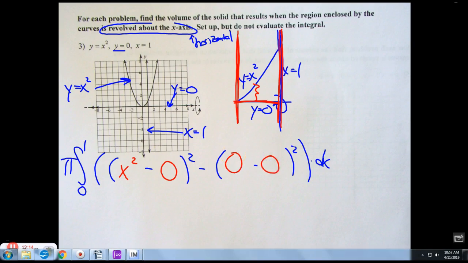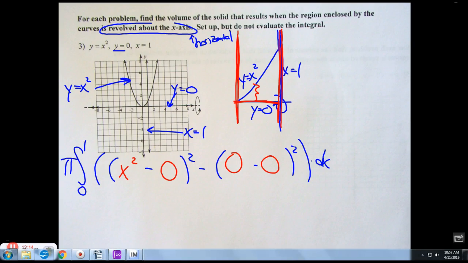And remember, what that second part is doing is subtracting out the hole on the inside, the inner part of the donut. But if I'm right on the line I'm revolving, is there an inner part of the donut? No. So there's nothing to subtract in this case. And you don't have to write this. You can write this.